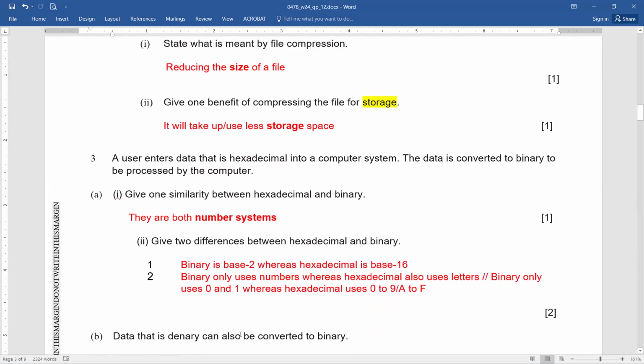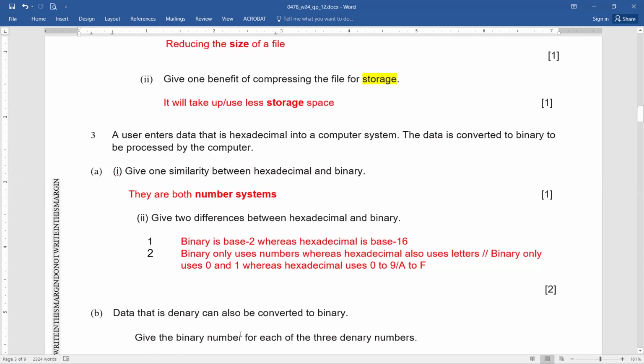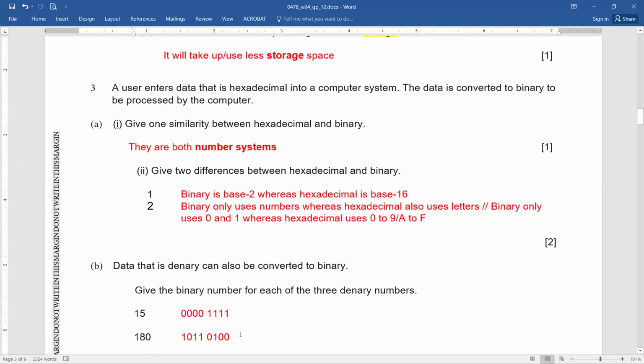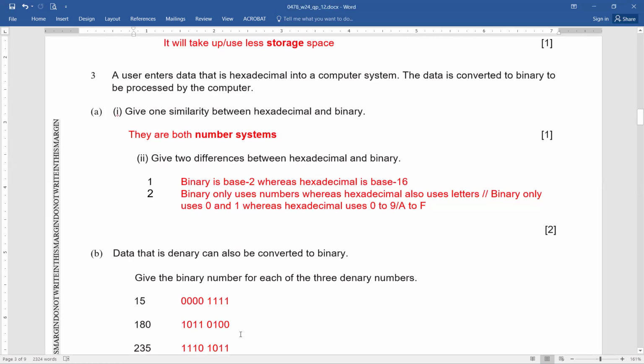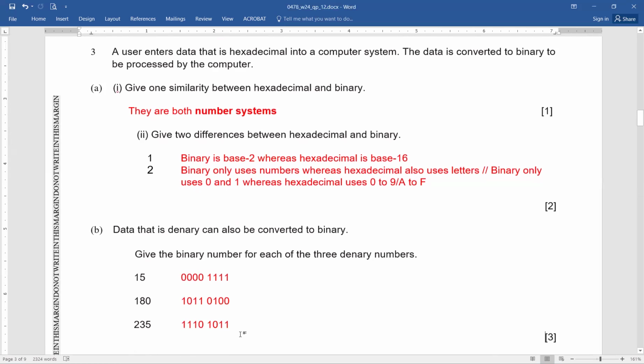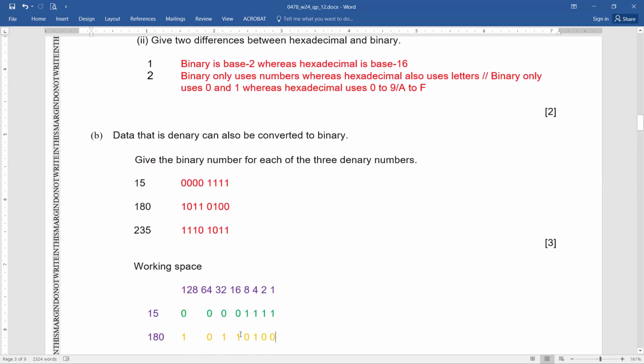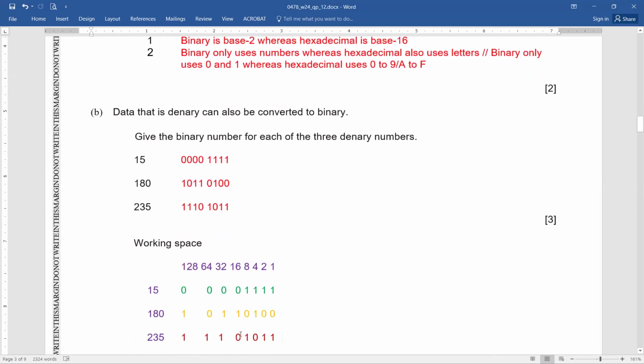Part B, question number 3. Data that is denary can also be converted to binary. Give the binary number for each of the 3 denary numbers. Now the numbers are 15, 180, and 235. So for your understanding, it's done for you. But for that, you need to remember these values, please.